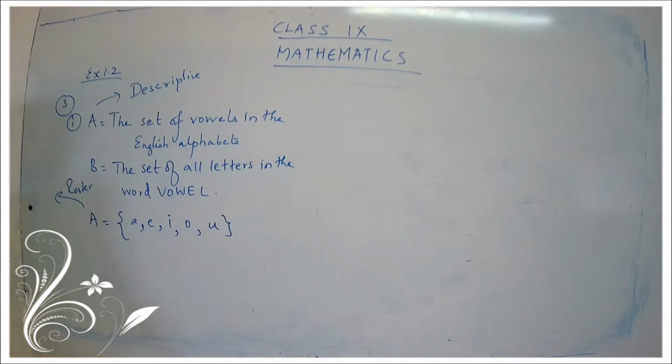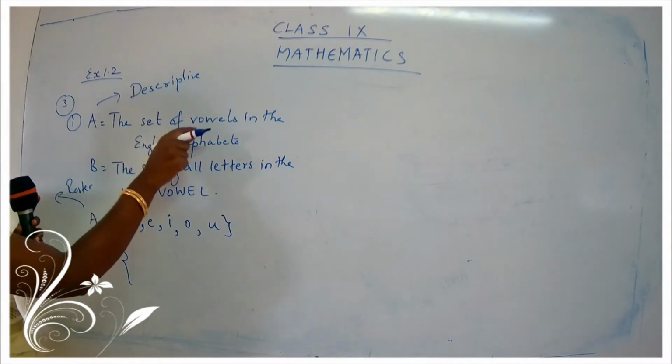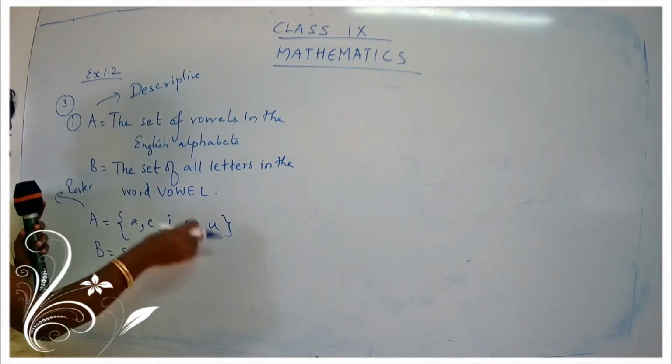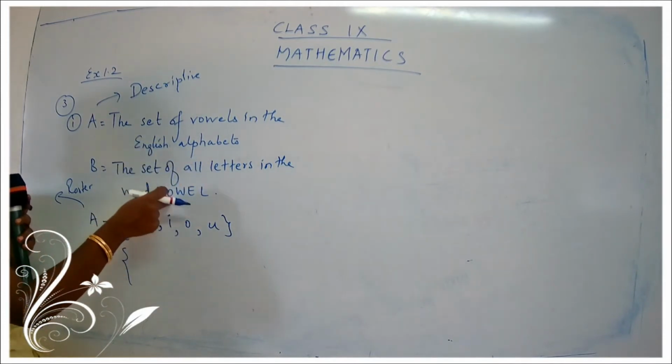So now we have completed the elements for set A. Now let's go for set B. The set of all letters in the word vowel. So you have to write down all the letters which are used in the word vowel. Okay, what are the letters that are used here? See, there's the set of vowels in the English alphabet. When you talk about the vowels, you have A, E, I, O, U. Here the question is to write the set of all letters that are used in vowel.